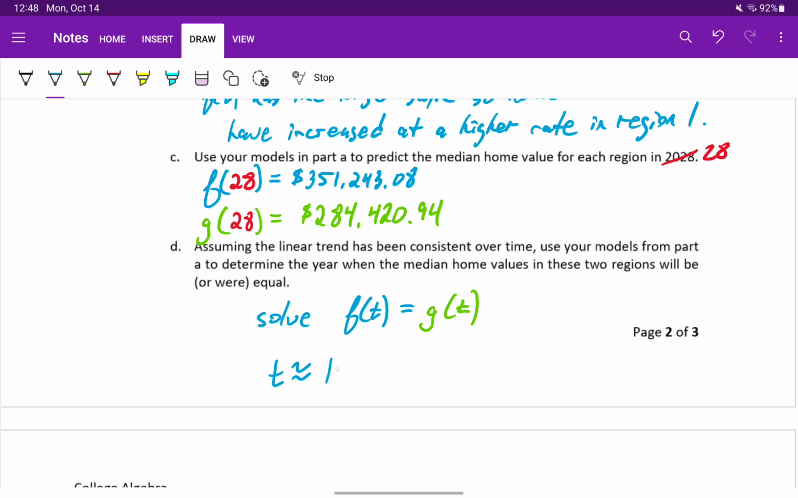Solving should give you a value of 19.322, or rounded to the nearest whole number would be 19. But keep in mind that value for t is years since 2000, since that was our 0 year. So what this is really telling us is that in the year 2019, that's when the median home values in these two regions were equal.